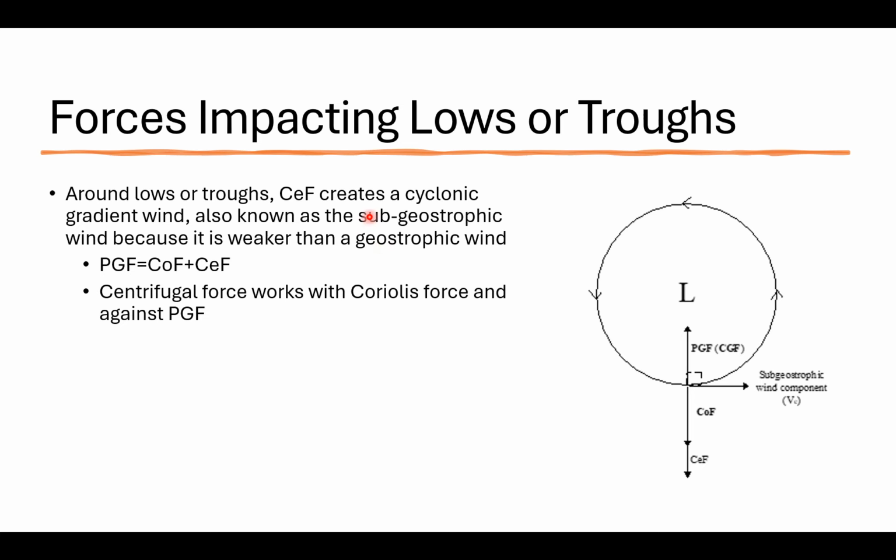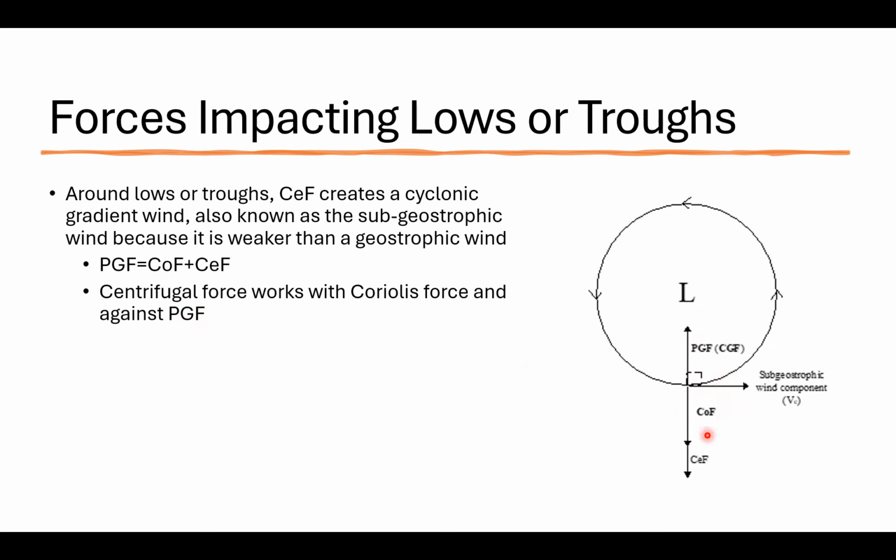So what do we have going on in this case with wind forces around lows or troughs? We have the pressure gradient force, or the contour gradient force, you could substitute it with CGF on the upper level charts, is generally equal to the Coriolis force plus centrifugal force. Okay? Now keep in mind, this is going to most likely be that cyclonic curved flow. So centrifugal force is working with Coriolis force and against the contour gradient force. You can see it over here on the right.